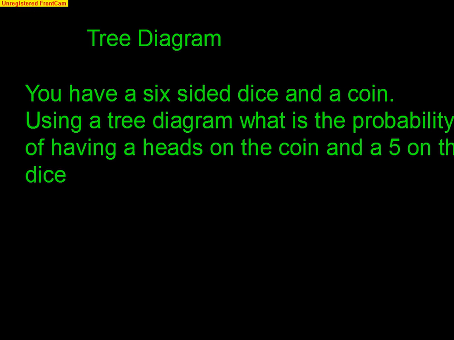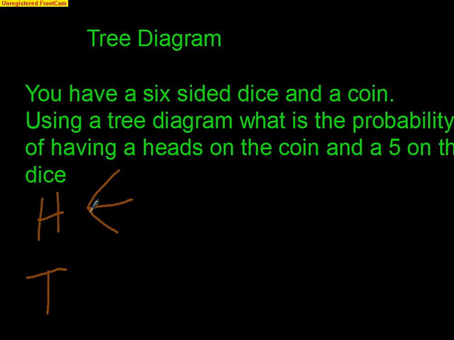A tree diagram. Now I know it doesn't seem like this could actually be useful, but it is. It says you have a 6-sided dice and a coin. Using a tree diagram, what is the probability of having heads on the coin and a 5 on the dice? So here's what we're going to do. We're going to use a coin first. So our coin has 2 outcomes, right? For a coin, it's either going to be heads or tails. And then from this, we're going to make tree branches.